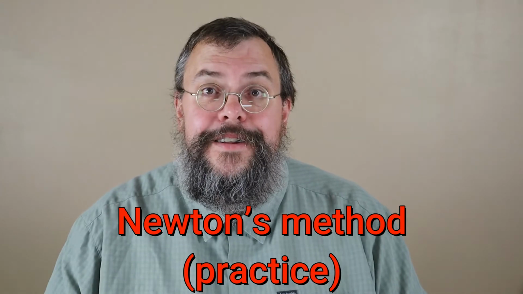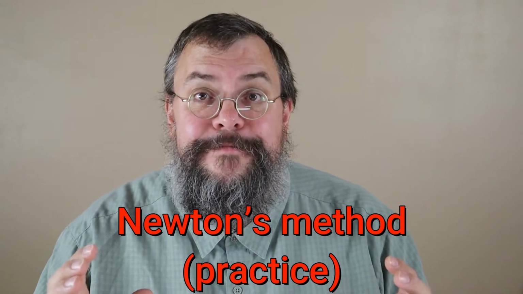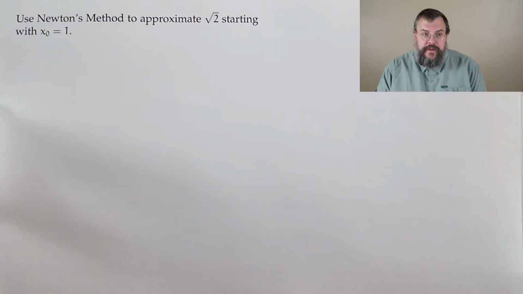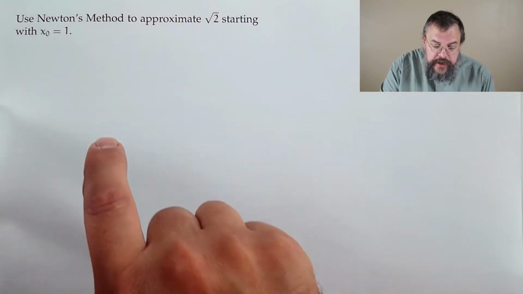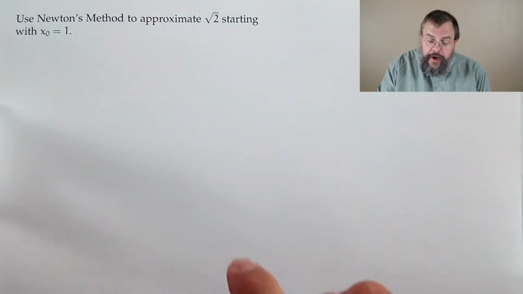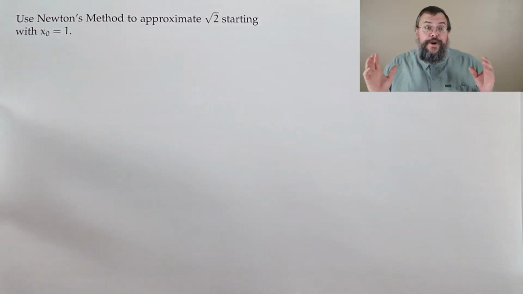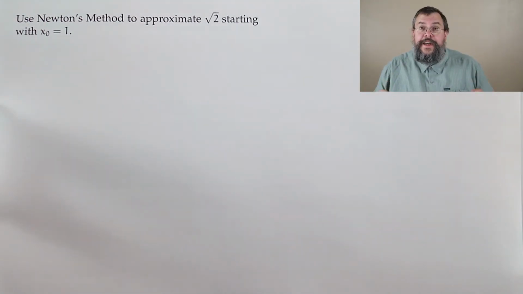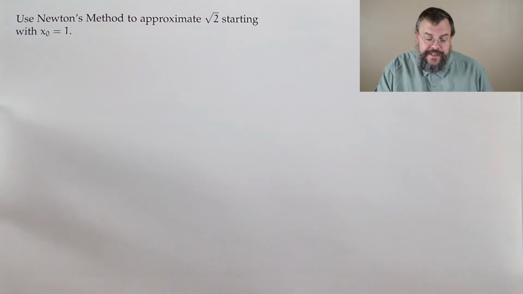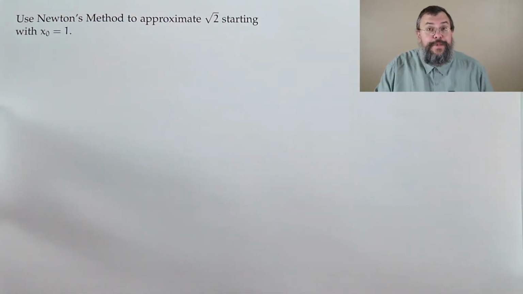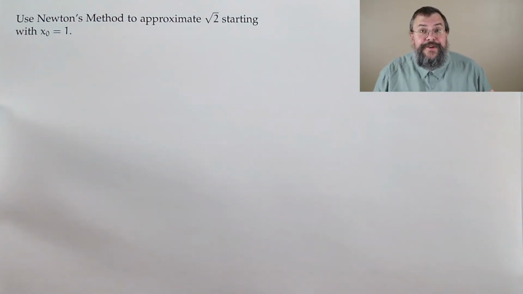Okay, well, let's begin. Our first problem says, use Newton's method to approximate the square root of 2, starting with x equals 1. Now, we know we're going to use Newton's method on this problem, and our clue is it says, use Newton's method. Pretty good clue. In fact, it's one of the best clues.